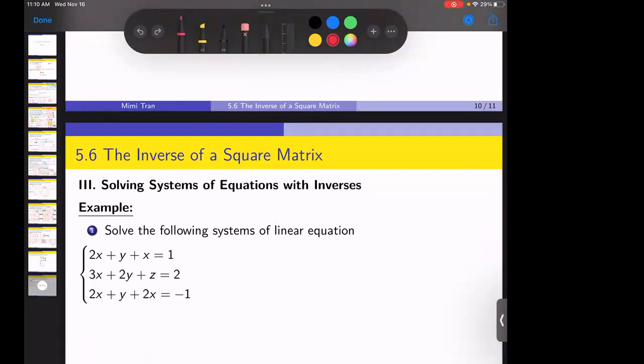So why don't you write this in matrix form for me? A times X equals B.